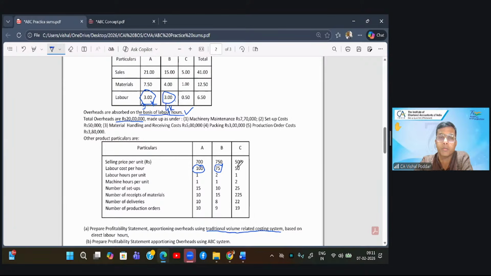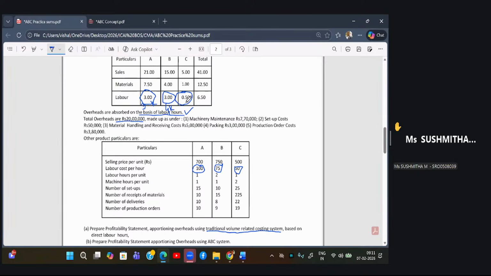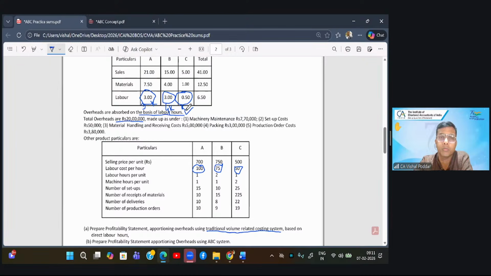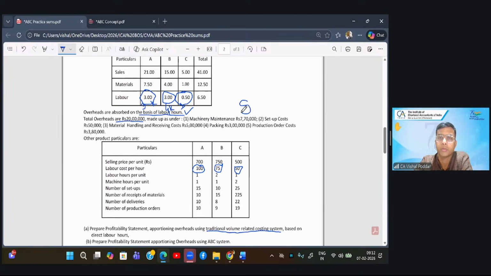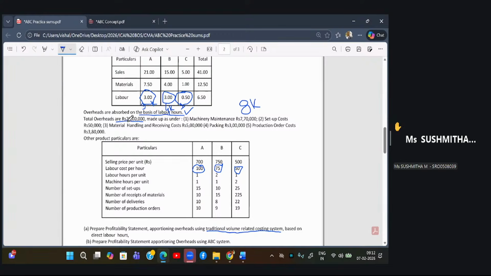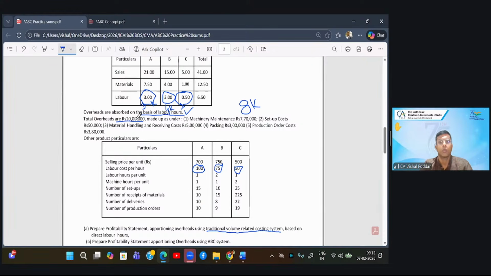Then now for the third, 50 rupees is your labor rate, correct? And your labor cost is 50,000. So 1,000 is your labor hours. Now add these labor hours, how much does it become if you add all of them? 8,000. Perfect. So your total labor hours is 8,000. Now for traditional, what will you do? You will divide 20 lakhs by 8,000 hours. You will get your OHR.